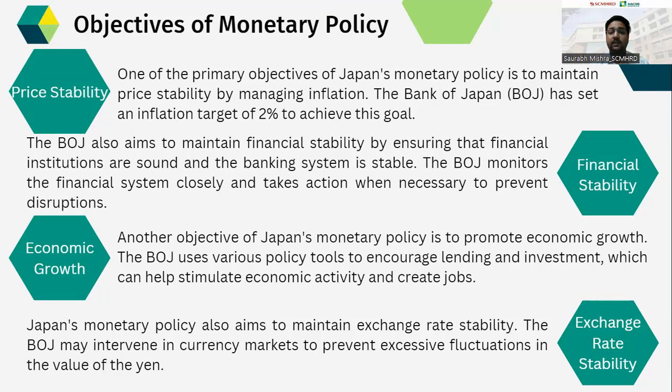Further, economic growth. Another objective of Japan's monetary policy is to promote economic growth. The Bank of Japan uses various policy tools to encourage lending and investment, which can help stimulate economic activity and create jobs. And in the end, exchange rate stability. The Bank of Japan may intervene in currency markets whenever necessary to prevent excessive fluctuations in the value of the yen.